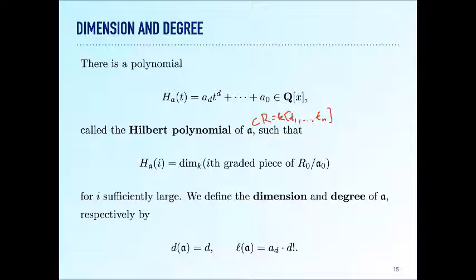Why do we call this degree? The reason is that if A is just a principal ideal generated by some f in my polynomial ring, then the degree of A equals the degree in the usual sense, the maximal sum of exponents of any monomial appearing in the polynomial. So that's why it's called degree.